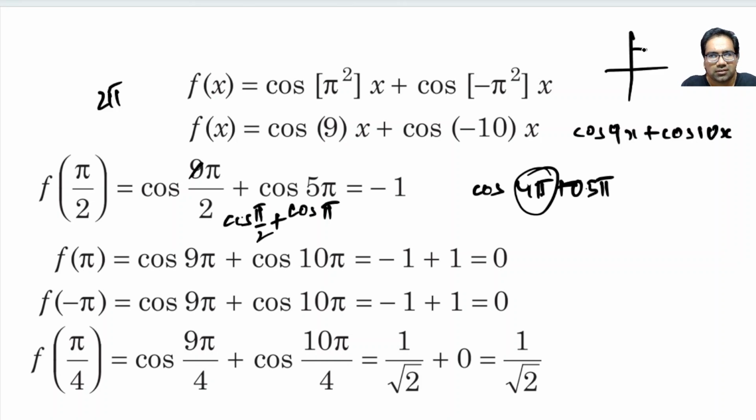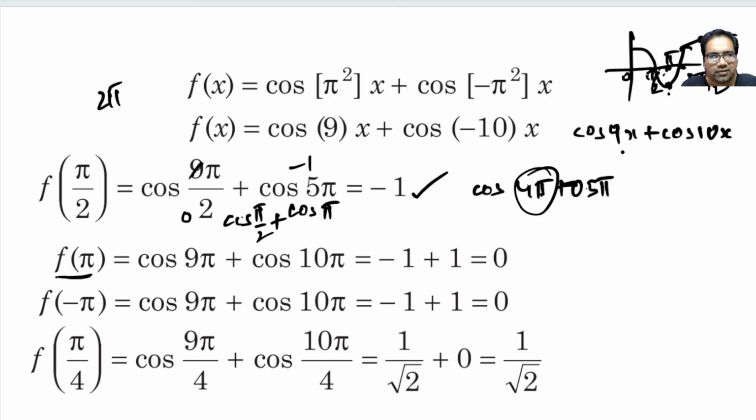And cos looks like this. This is 0, this is pi by 2, this is pi, this is 3 pi by 2, and this one is 2 pi. Cos pi by 2 is 0, and cos pi is minus 1. So 0 minus 1 is equal to minus 1. Okay, and now f of pi.